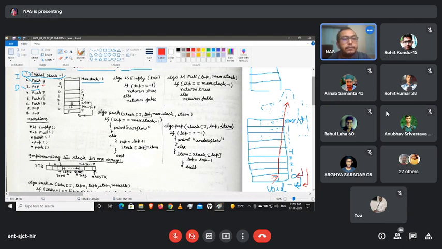Then we are using push 10. The pointer will be at 0 after pushing 7. Then push 10, so 10 will be pushed here. Increment, top plus 1, so the pointer will now be marking here. Then push 15, and again 15 is coming here. Then we are using a pop operation. First 15 will be popped out, because as we know, it is a last in, first out algorithm.